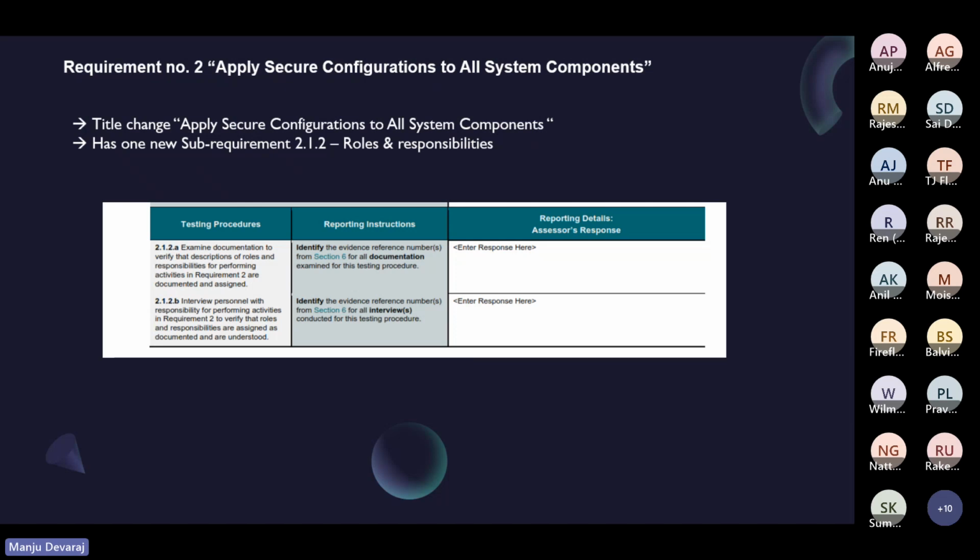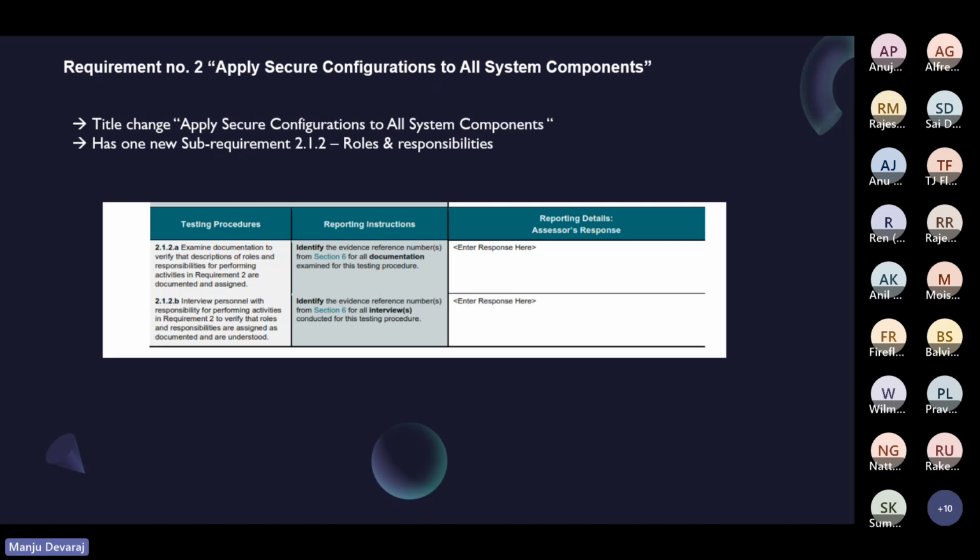This is there in all requirements now. I'm just generalizing. Every requirement from 1 to 12 has this, very important. So the description of roles and responsibilities for performing activities in requirement 2 are documented and assigned. This means the assessor has to explicitly make sure, check explicitly, implicitly, always, all the ways available. He has to make sure that there is a defined role, and there is a responsibility assigned and it has been executed.